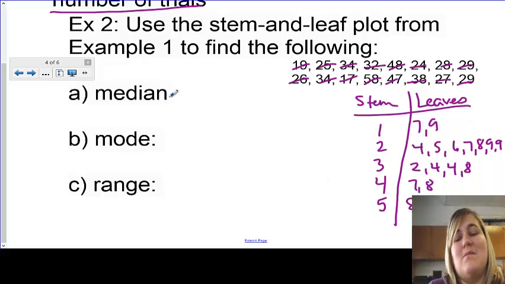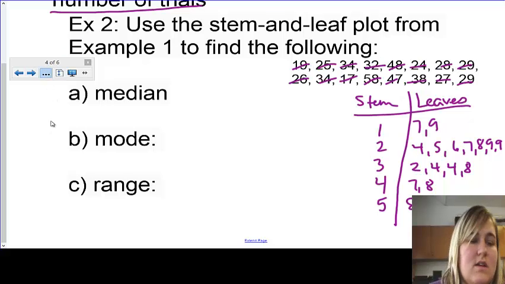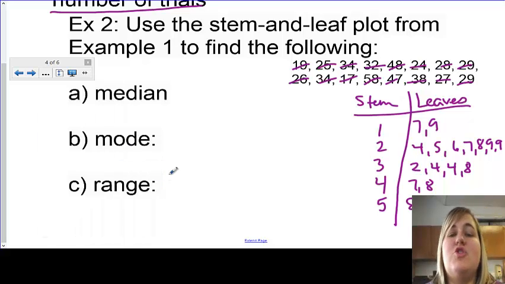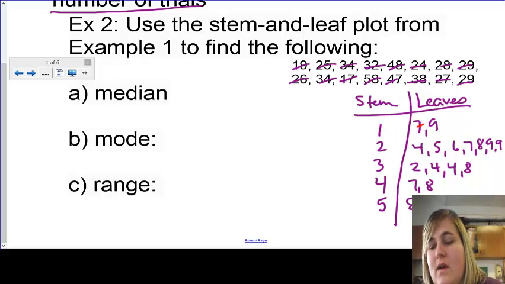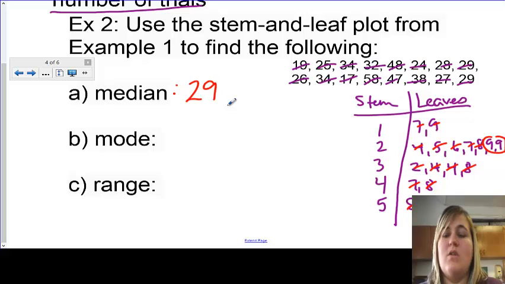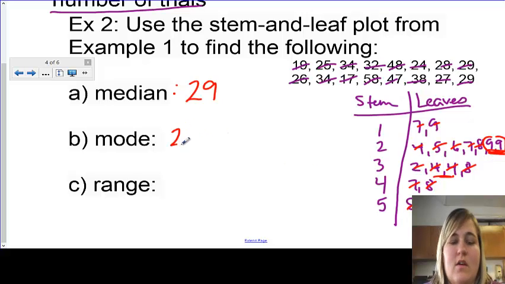So the first thing it wants me to find is my median. I'm going to change colors of my pen for this. Okay, so you know the median should be the one in the middle. Okay, and I'm going to go one off the front, one off the back until I get there. Which shows me that I have 29 there. So my median is 29. My mode is the one that occurs the most, and I have 2 numbers that occur the most, and that is 29 and 34.